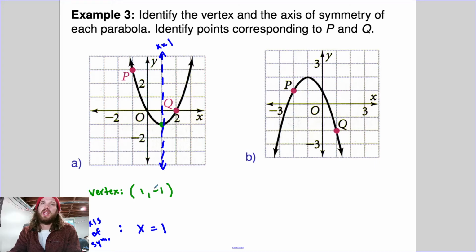Now what you're going to notice here is that since the vertex is always on the axis of symmetry, whatever the x coordinate of the vertex is, is always the number that goes into the axis of symmetry. When you write them down, please don't just say 1, say x equals 1. Write the equation of the line of the axis of symmetry. You can try this next one, and then I'll go over it in just a second.